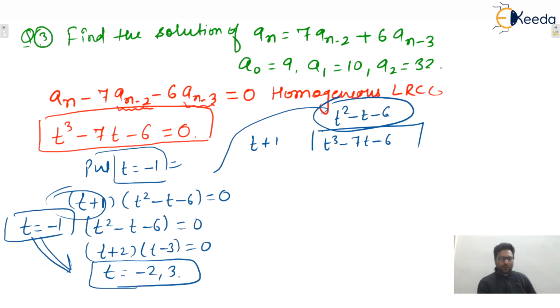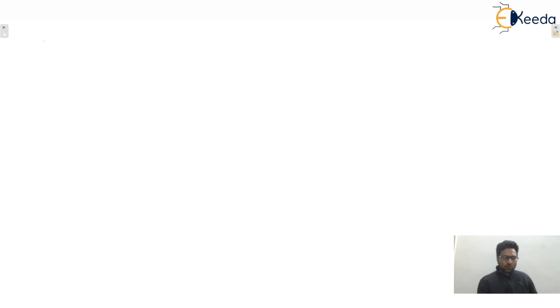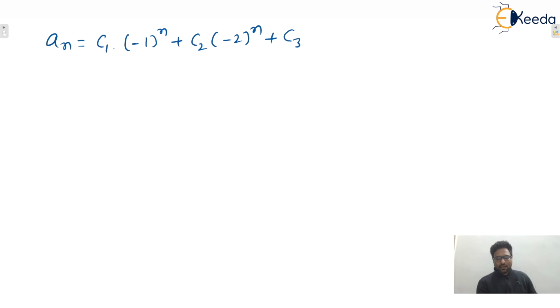I hope this one is clear to everyone. So write the general solution. A simple way is there. So how to write the general solution? a_n becomes C1 into minus 1 raised to power n, plus C2 into minus 2 raised to power n, plus C3 into 3 raised to power n. Let's say this is equation 1.